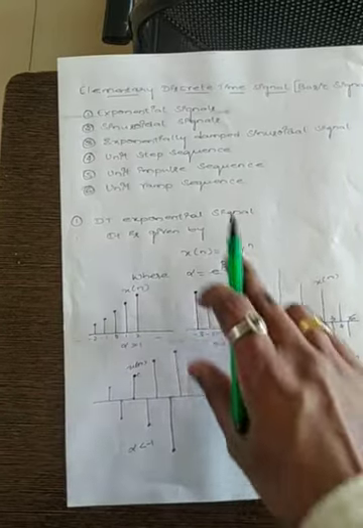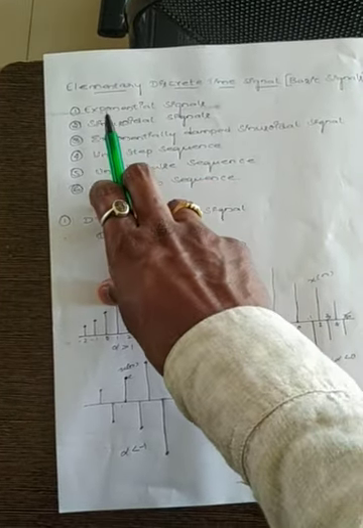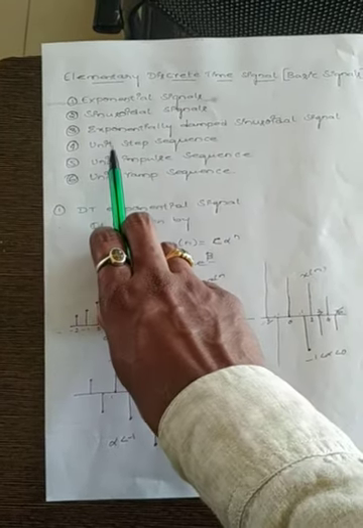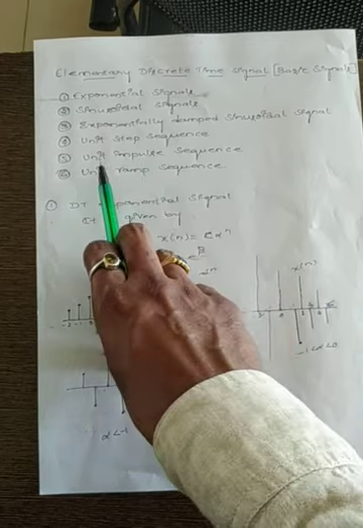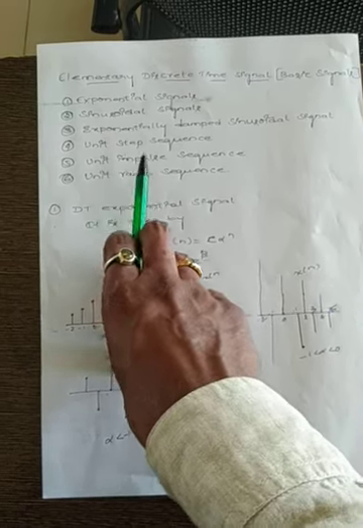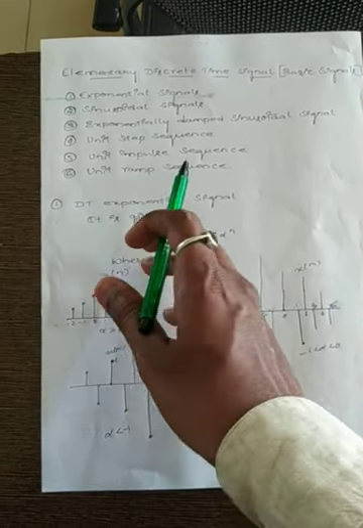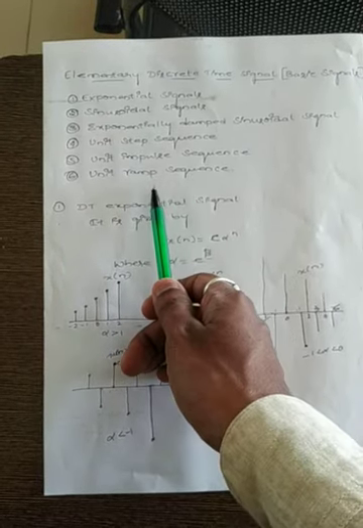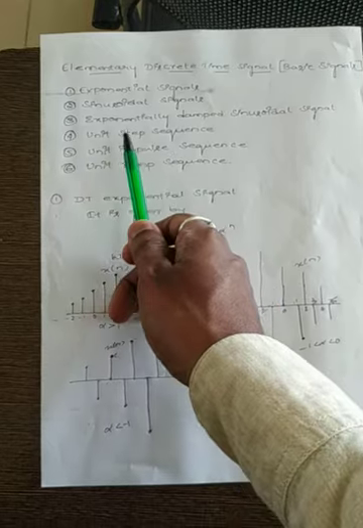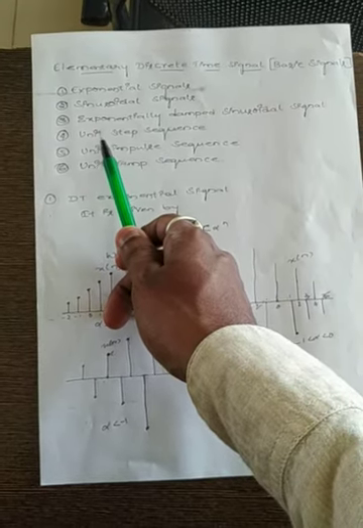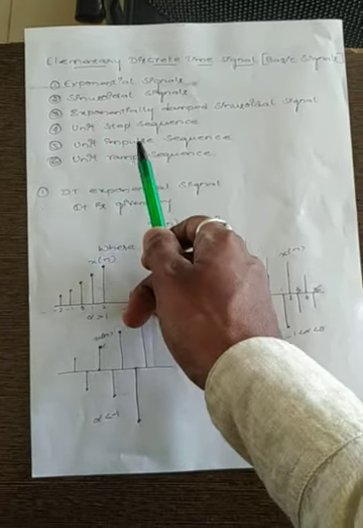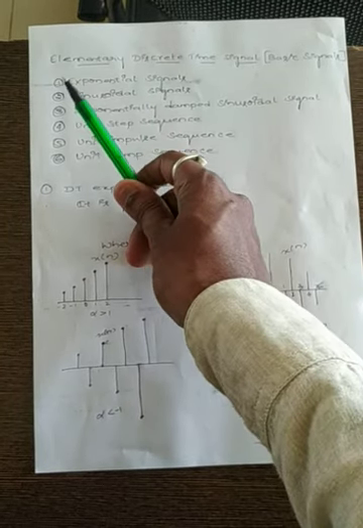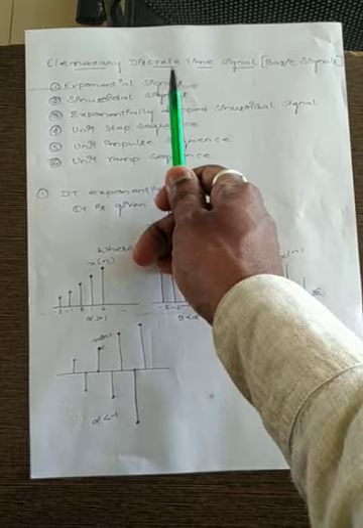So these are the elementary signals. The very first one is the exponential signal, next is the sinusoidal signal, third is the exponentially damped sinusoidal signal, fourth is the unit step sequence, fifth is the unit impulse sequence, and sixth is the unit ramp sequence. These signals are also there in continuous time signals. Here it is discrete; there you studied about continuous time signals.